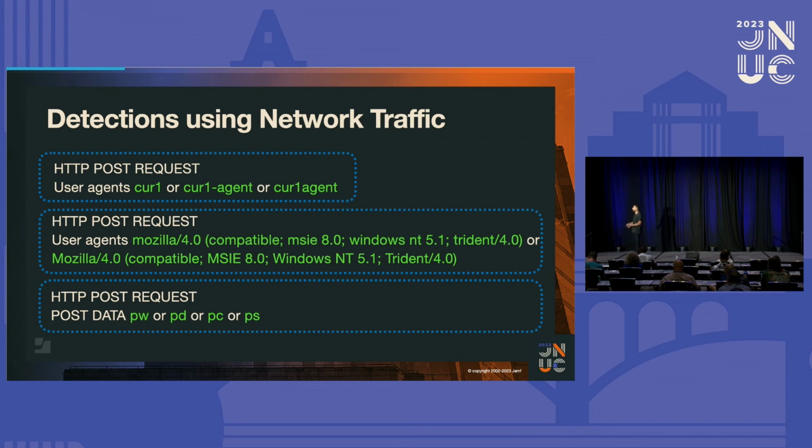So some detections using network traffic. Again, you can look for HTTP POST requests. If you're intercepting TLS traffic, monitoring that, you can look for the specific user agents that the malware is communicating with. And also, if you're doing packet interception, you can look for POST data containing PW, PD, PC, or PS. Those were some of the ones that we saw for C2 traffic. The nice thing is Jamf Protect blocks against this malware and all the indicators mentioned in this presentation.